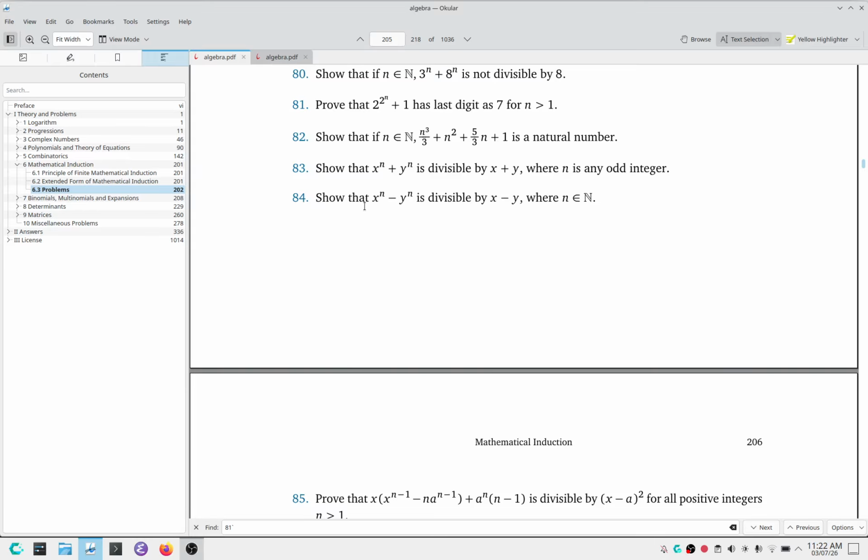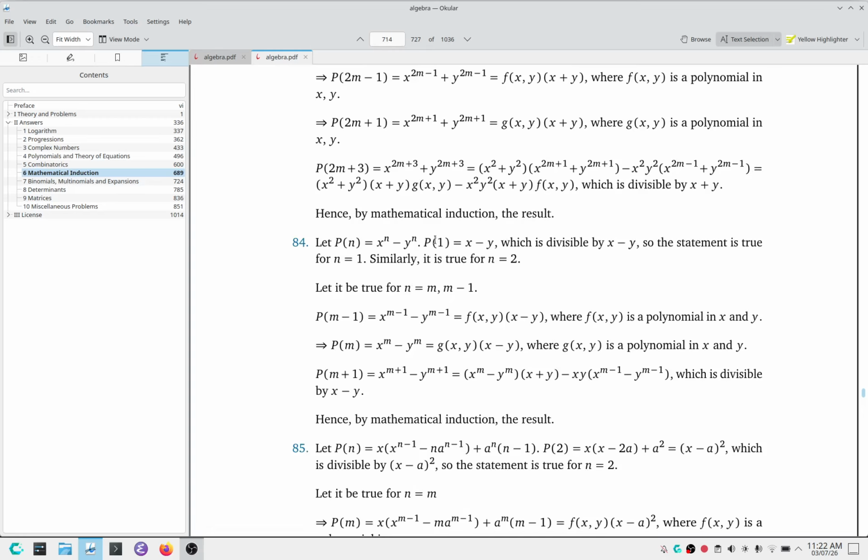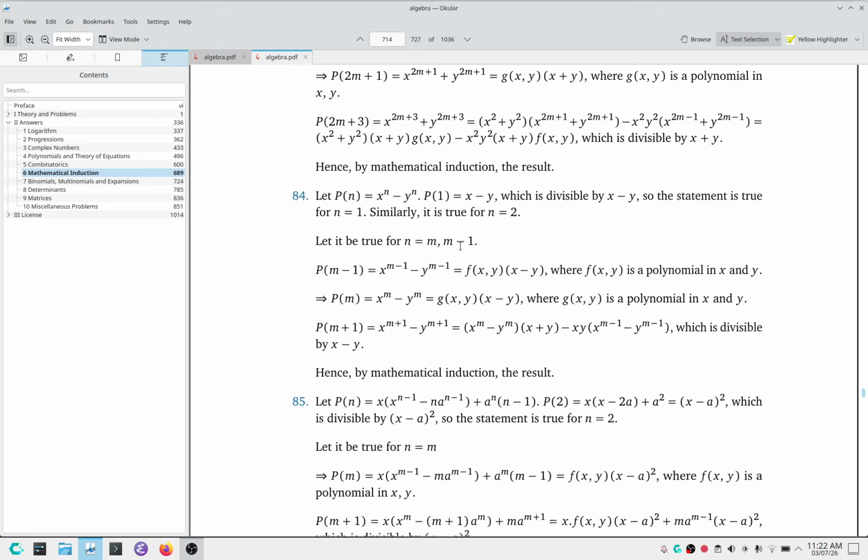Question 84 is similar. It says show that x to the power n minus y to the power n is divisible by x minus y. So we put n equal to 1, we get x minus y, which is divisible by x minus y. So the statement is true for n equal to 1. And similarly, it is true for n equal to 2. We let it be true for n equal to m and m minus 1. So for m minus 1, we get x to the power m minus 1 minus y to the power m minus 1 is equal to f of x, y times x minus y.